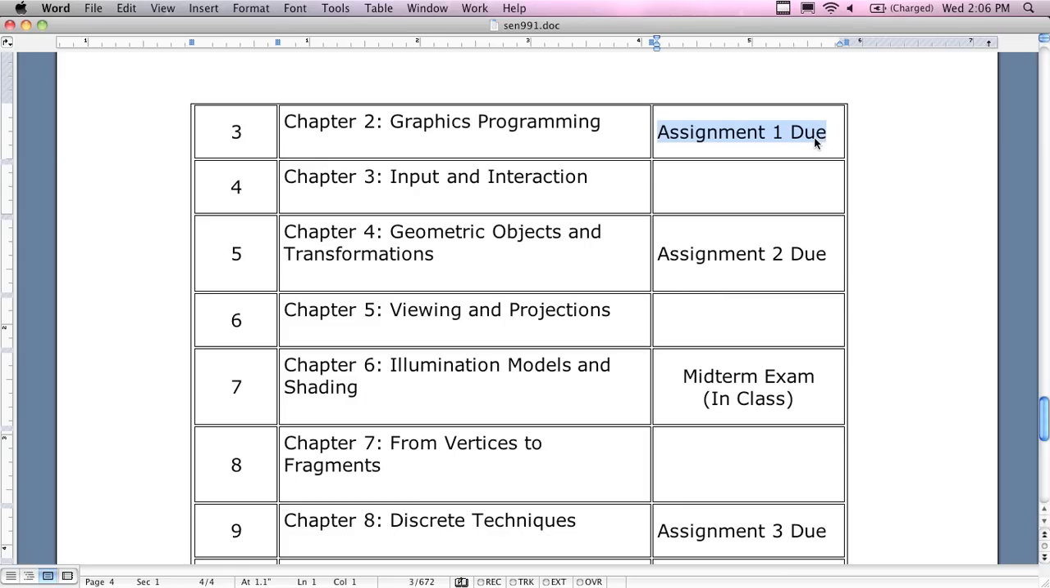A kindergartner can do this stuff. It won't be like difficult stuff. So don't worry about the programming part of it.